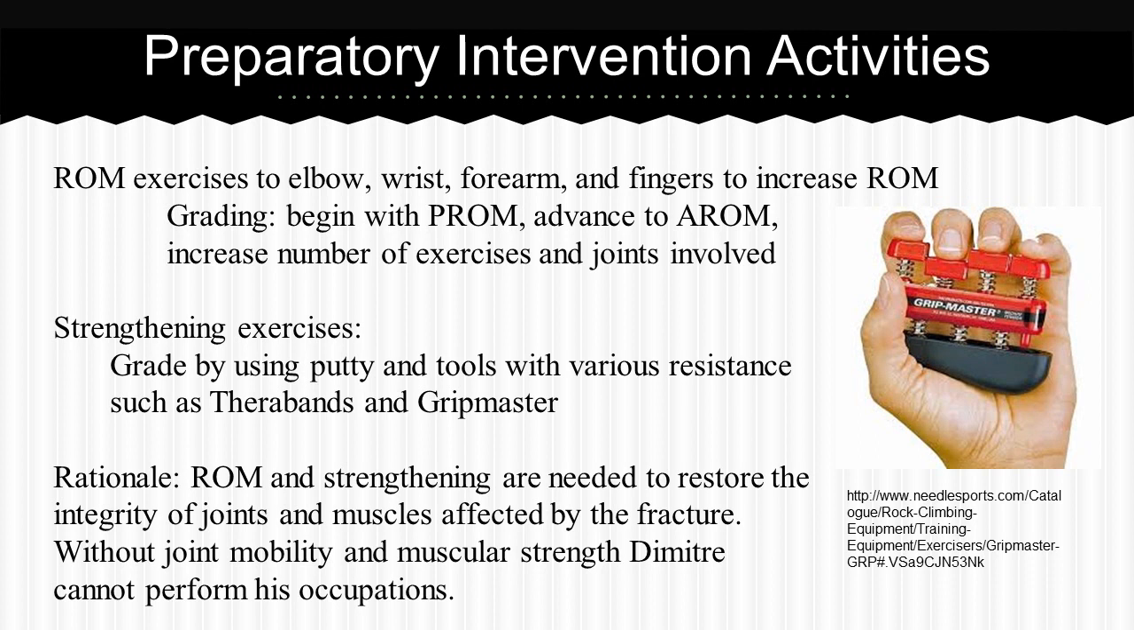The second preparatory intervention is strengthening of the right upper extremity. These exercises can be graded by using putty and tools with various levels of resistance, such as TheraBands and Gripmaster tools of different colors indicating the different level of resistance. Both range of motion and strengthening are needed to restore the integrity of joints and muscles affected by the fracture. Without joint mobility and muscular strength, Dimitri cannot perform his occupations.